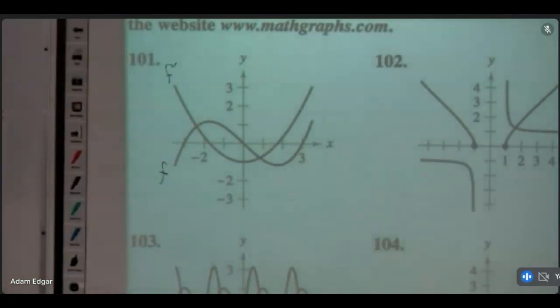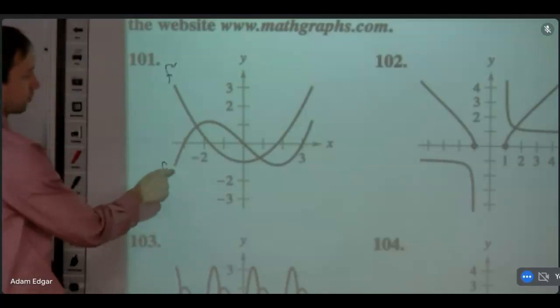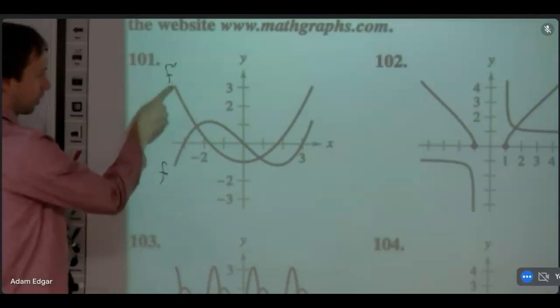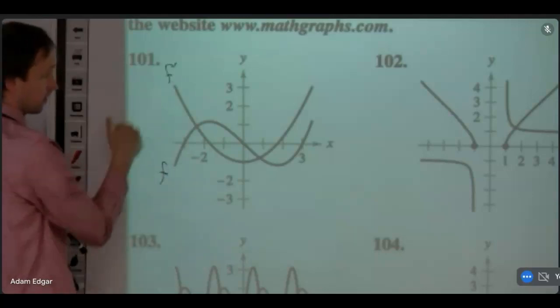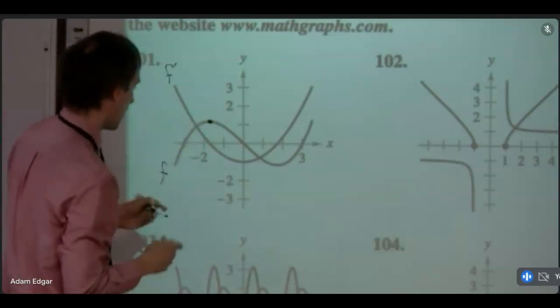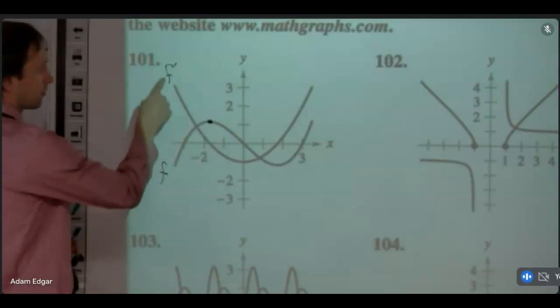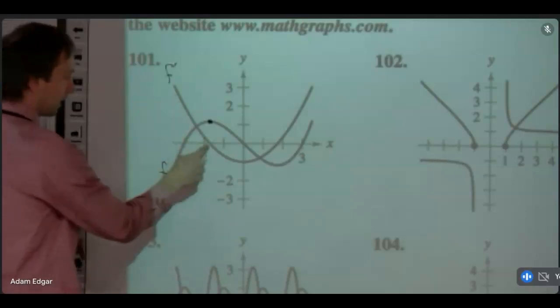So remember, F prime is the slope of F. So look at F. Way out here on the left, what's its slope? It's positive. Is F prime currently positive? Yeah, because it's above the x-axis. Then you get to right here, and what's the slope of F right there? Which means F prime should be at a height of 0, and look, it is.